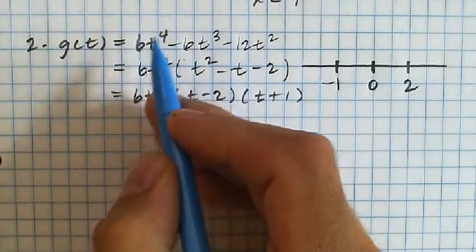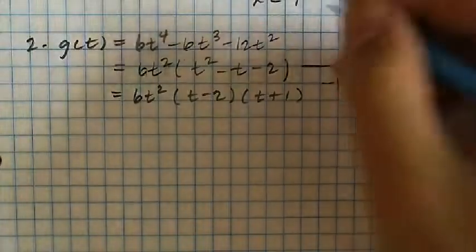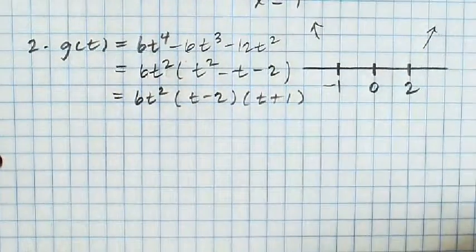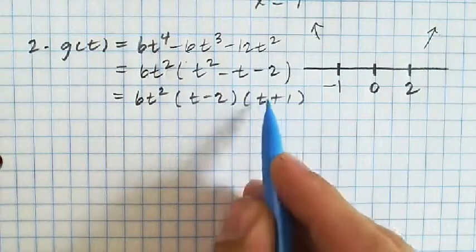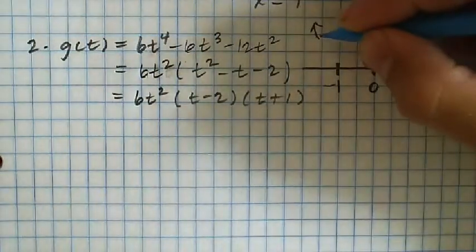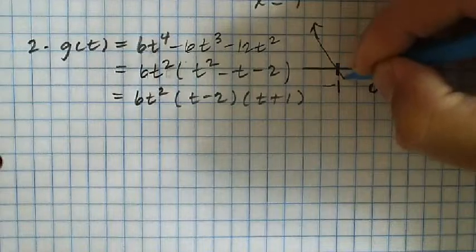This is a 4th degree polynomial with a positive leading coefficient, so in some sense, I know it's going to look kind of like this, right? I know that at negative 1 and at positive 2, that's a single root, so it's going to pass through confidently. So it's going to go kind of like this.